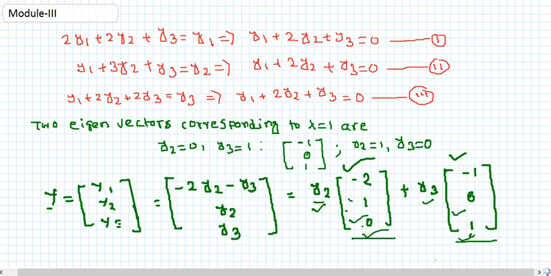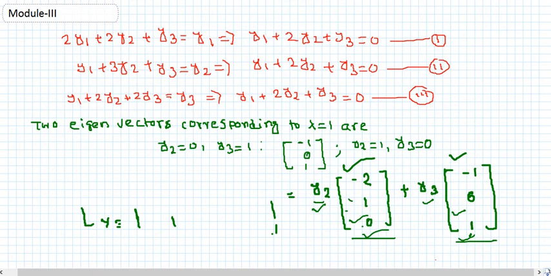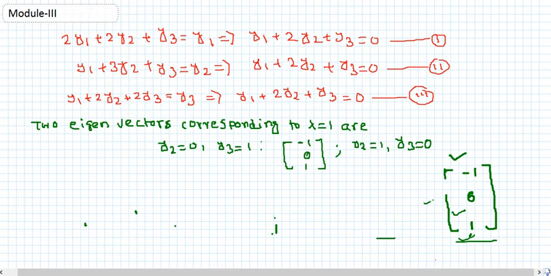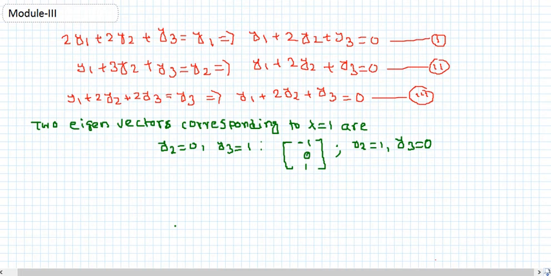So first we erase this part. Remember that we have the eigenvector (-2, 1, 0): corresponding to y2 is 1 and y3 is 0, we get (-2, 1, 0). So we take these two eigenvectors. Now we're going to check whether these two eigenvectors are linearly independent of each other or not.